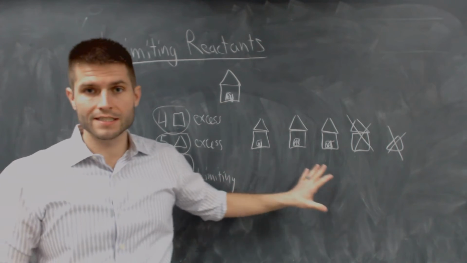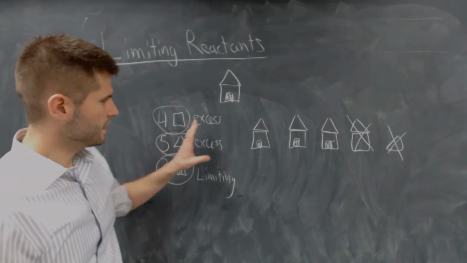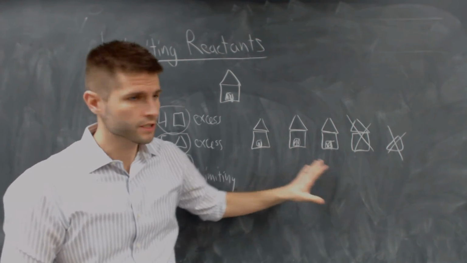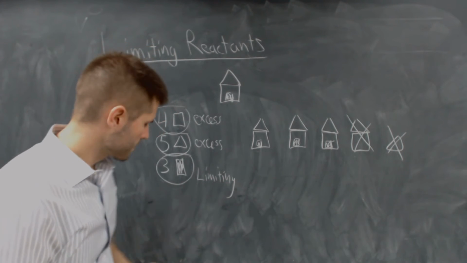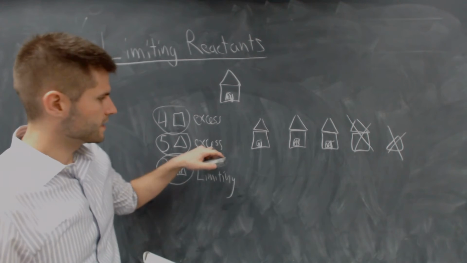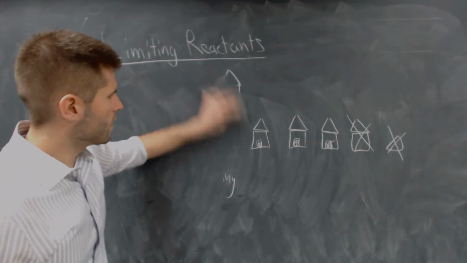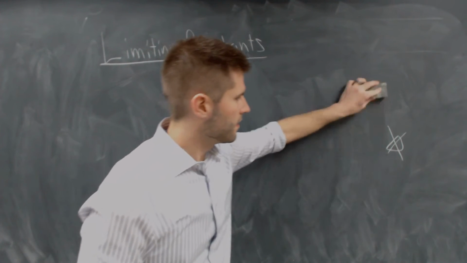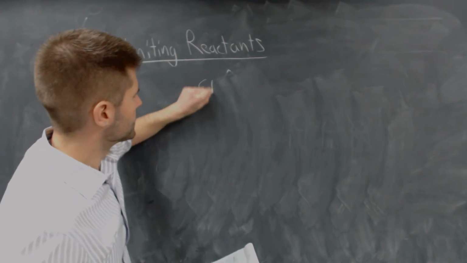So this is a simplified example of what a limiting reactant is. If we were able to draw all of the molecules, we could actually see how many of each type of atom are left over. So let's move away from houses. This is what a limiting reactant is. This is excess reactant. Let's move into something more chemistry based. So I'm going to give you guys a balanced chemical equation. It's going to be the combustion of methane.